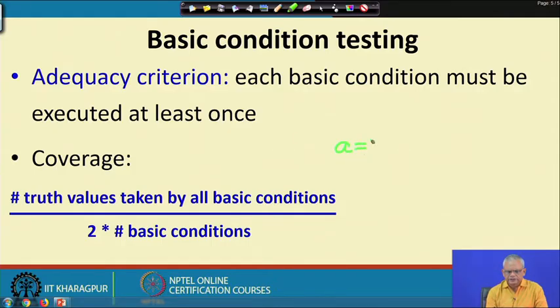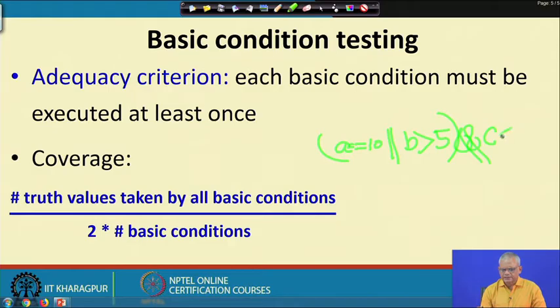A is equal to 10 or B greater than 5 and C less than 100, we can see here that there are 3 atomic conditions or basic conditions, and the possible outcomes of each of these is 2 into 3. So, that is 6.